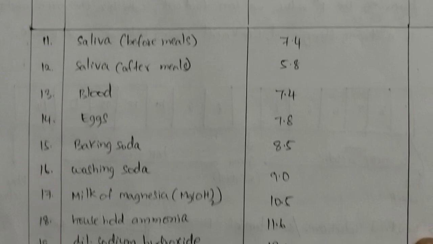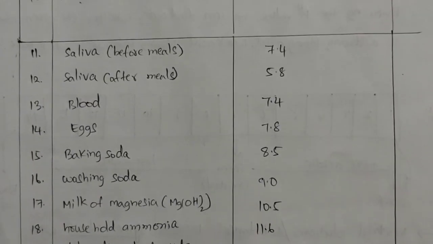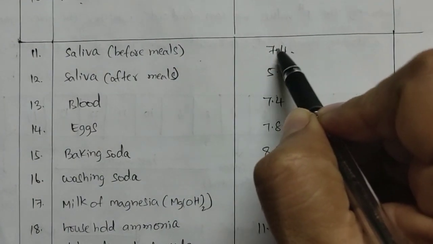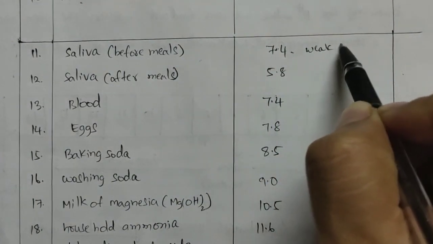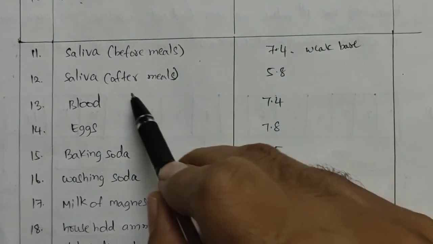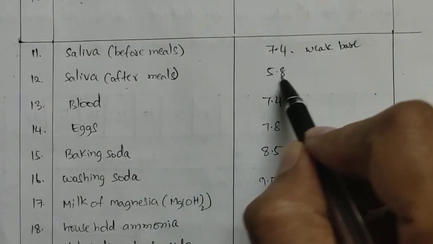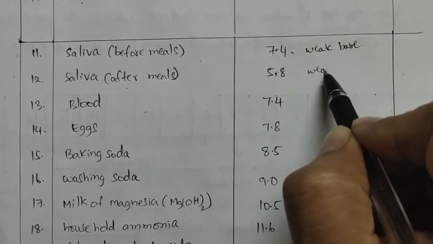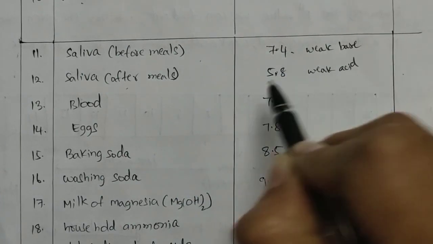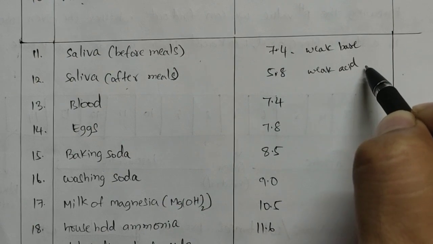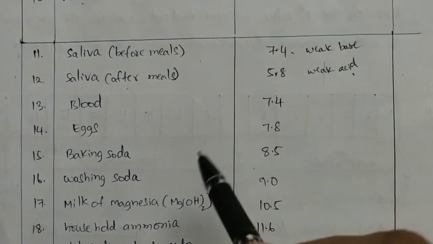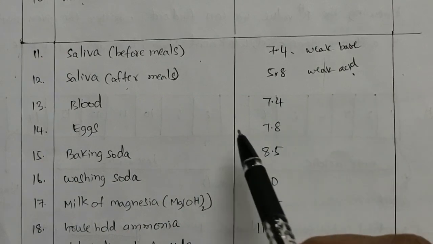Then coming to the bases table. So saliva before meals has a pH of 7.4. That means it's a weak base. And saliva after meals has pH 5.8, which is less than 7. Hence it's an acid, and among acids it is a weak acid because its pH is between 4 and 7. So that is the beauty in this.